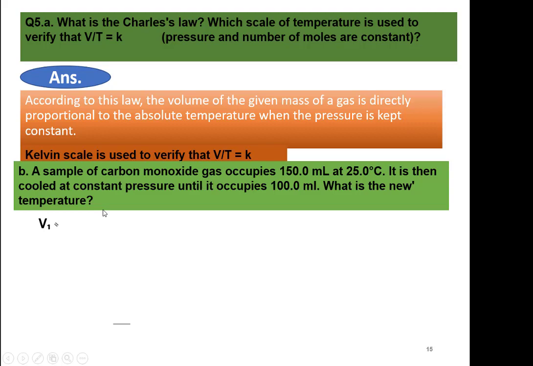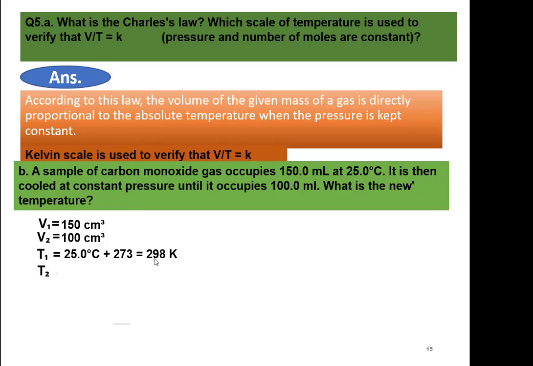V1 is given: V1 is equal to 150 cubic centimeter. V2 is also given: 100 cubic centimeter. T1 is also given in the statement. The initial temperature is 25 degrees centigrade. As it is given in degrees centigrade, we have to convert into Kelvin by adding 273. The answer will be 298 Kelvin.